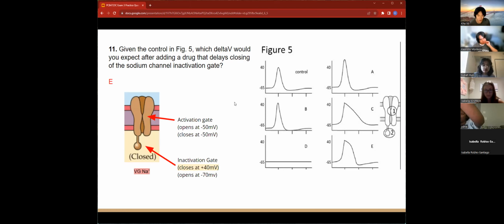So first, let's just go through how this thing works. The activation gate opens at -50, our voltage threshold, okay? And it closes at our voltage threshold. So think back to, or we actually have one right here. So here we have some depolarization. We reach the threshold, the activation gate opens, okay? Which allows sodium to rush in, increasing the potential. And then, as you can see, it doesn't close again until it reaches the threshold.